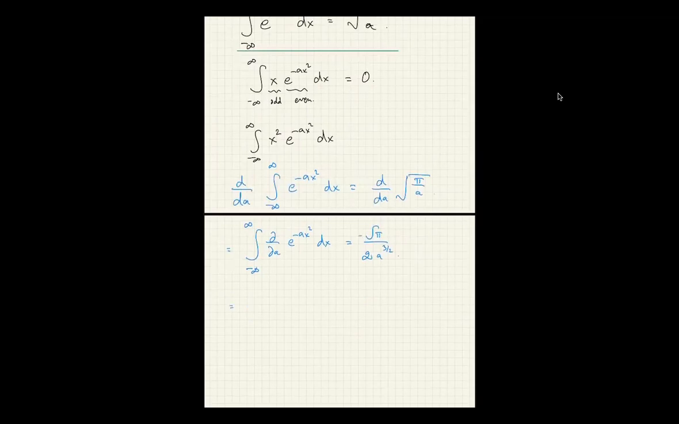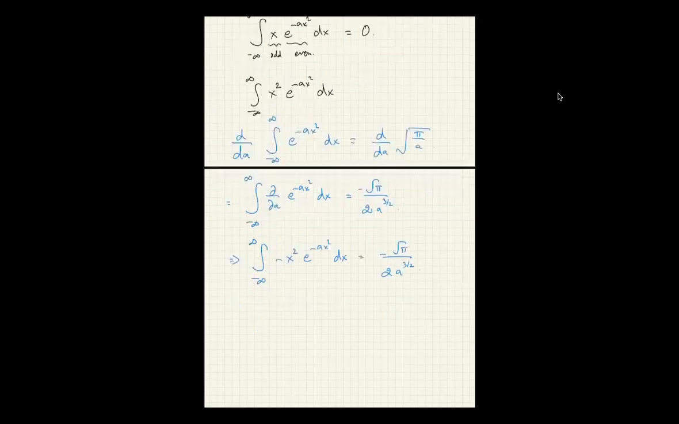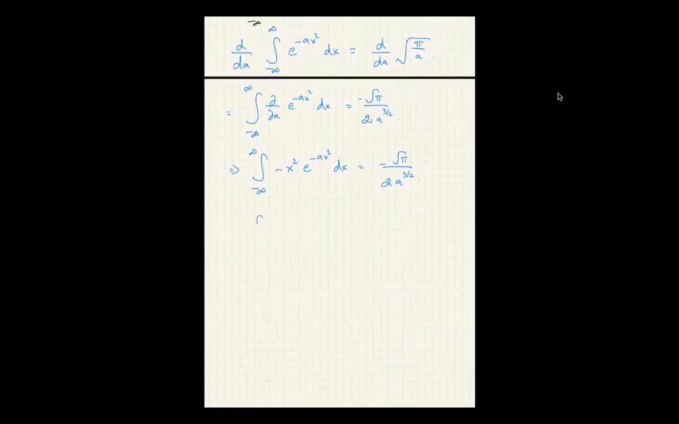The left-hand side is the integral from minus infinity to infinity. If I differentiate with respect to a, I get a minus x squared out, because I treat x as a constant, since I'm differentiating with respect to a, remember. And this is equal to minus square root of pi over 2a to the 3/2. I can cancel the minus sign on both sides, and I get that the integral of x squared e to the minus a x squared dx is square root of pi over 2 times a to the 3/2.